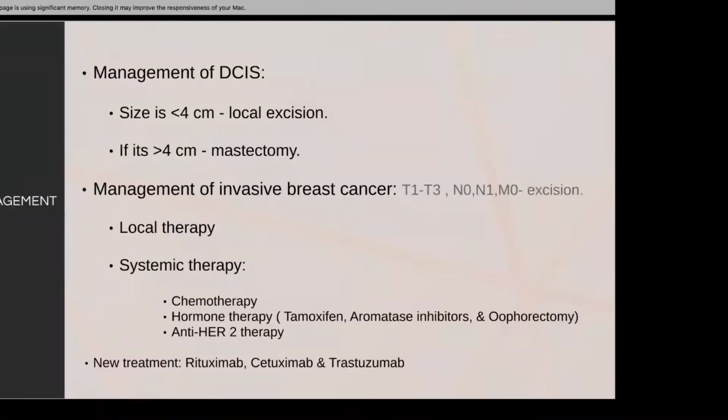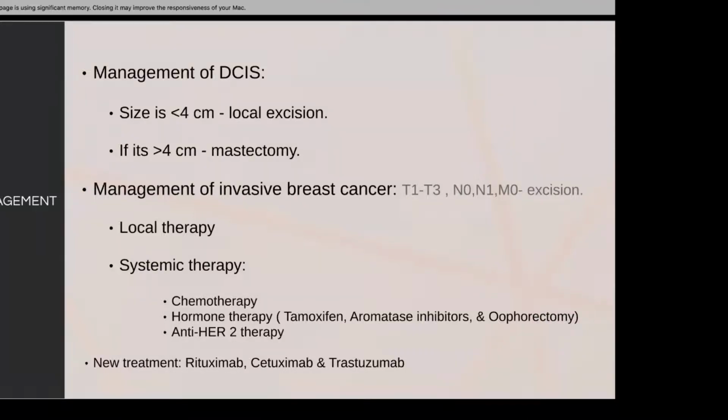Now, how are we going to manage the breast cancers? If you're going to manage the ductal carcinomas, you're going to think of the size. If it's less than 4 centimeters, you just do a local excision. If it's larger than 4 centimeters, you're going to have to do a mastectomy. Usually, if it's less than 4 centimeters, you try to do radiotherapy after it, just to make sure that it doesn't come back again.